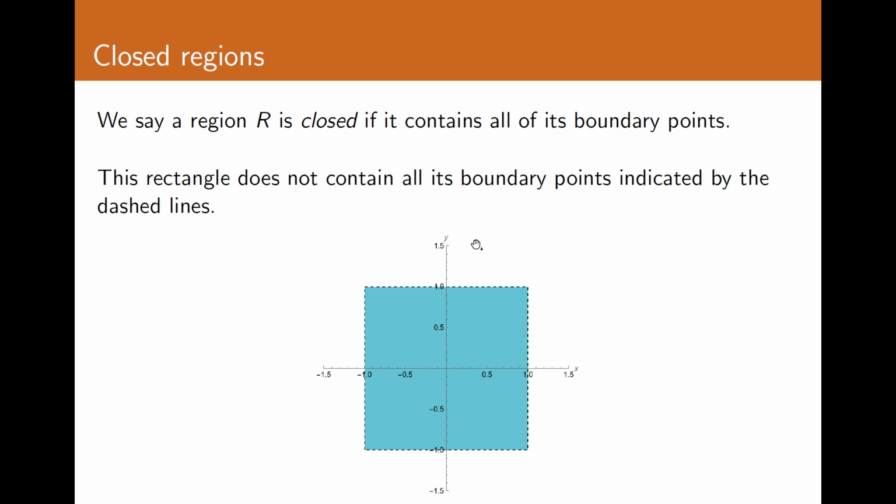On the other hand, if I look at this region, I've used dotted lines here. That means it's only the blue region, and the points along the boundary are not included because it's a dashed line. You can think of the dashed line as kind of the parentheses from functions of a single variable, and the solid line as the square brackets. So this doesn't contain all of its boundary points. In fact, it contains none of its boundary points. So this is not a closed region.